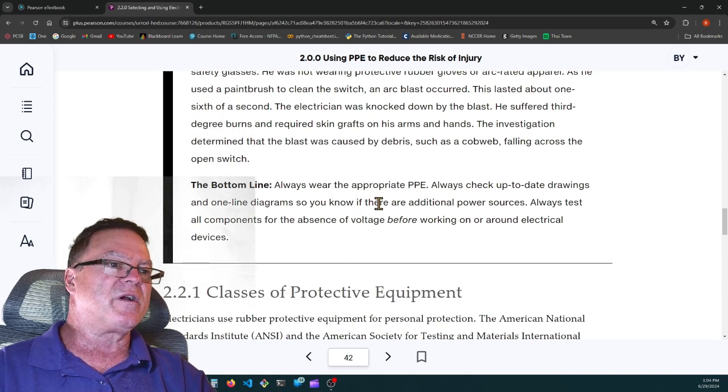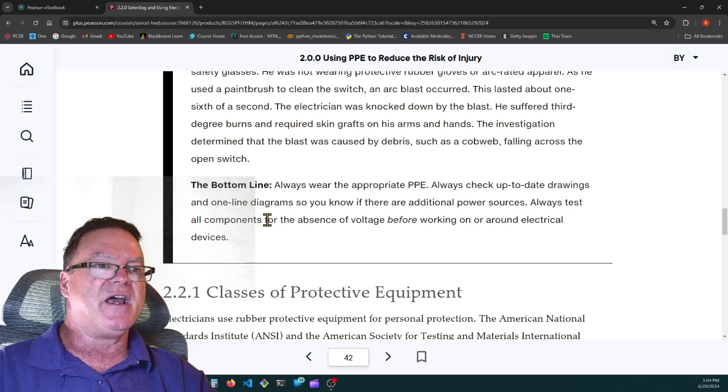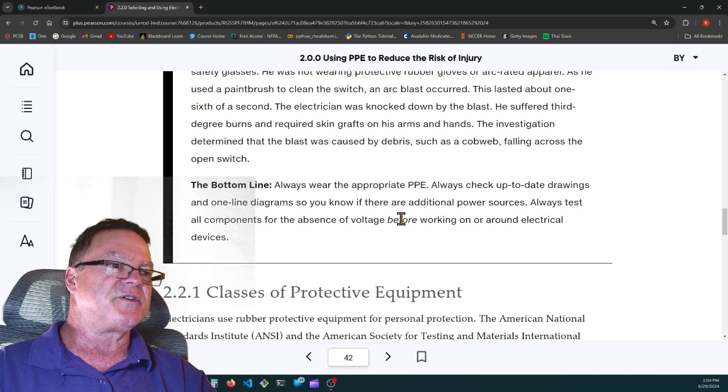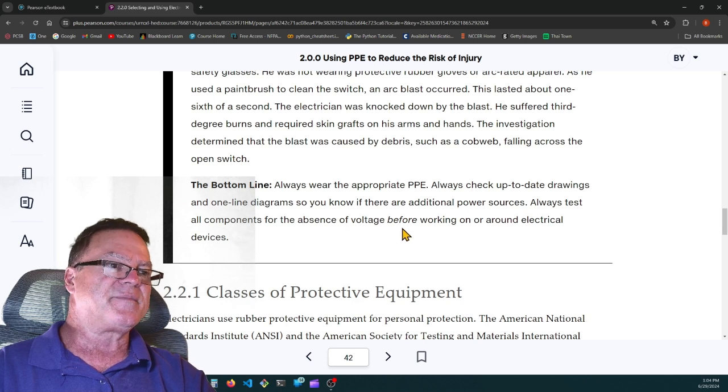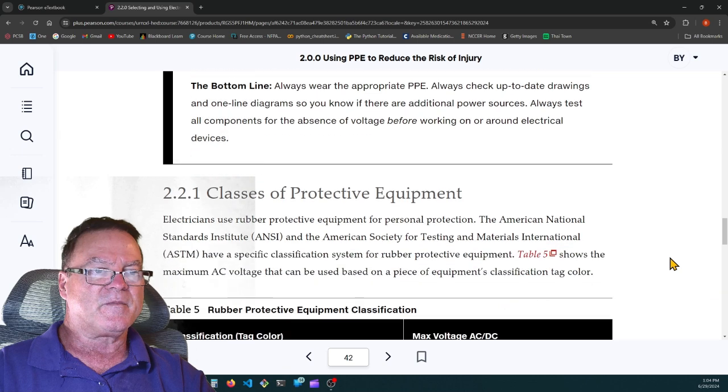Bottom line, always wear the appropriate personal protective equipment. Always check up-to-date drawings and one-line diagrams so you know if there's additional power sources. Always test all the components for the absence of voltage before working on or around electrical devices.